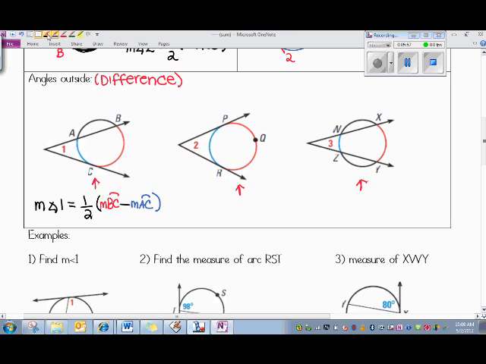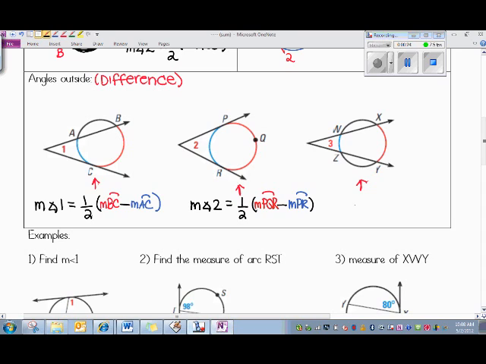All right, so for this next one, we've got here the measure of angle 2 is equal to 1/2. Since it's on the outside, it's subtracting. And in this case now, it's measure of arc PQR, that's my major arc, the bigger arc, minus the measure of my minor arc, which is PR.